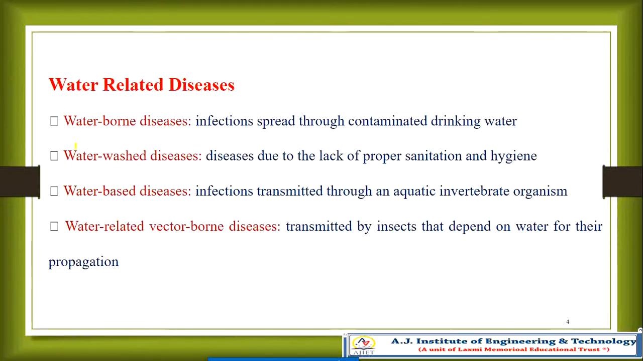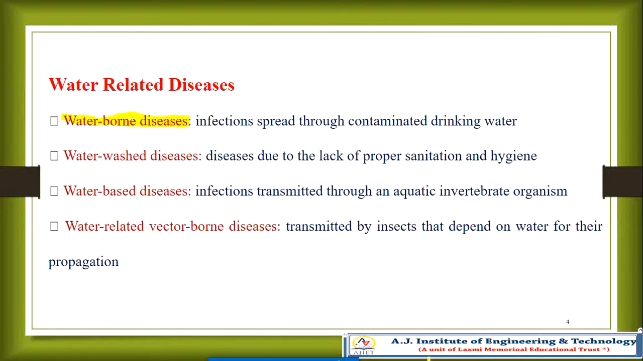Waterborne diseases. Waterborne infection spreads through contaminated drinking water. That is called waterborne diseases. Okay, infection spread through contaminated drinking water, then it is called waterborne diseases.